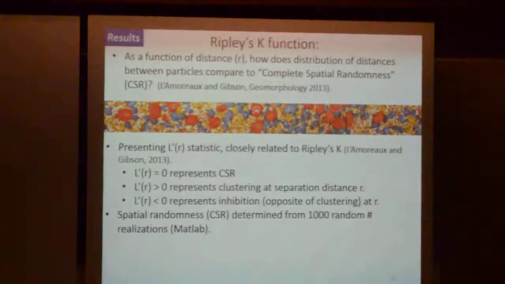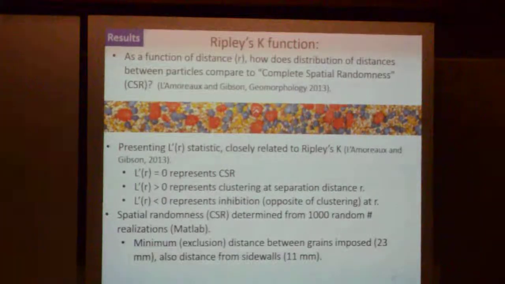Now, there are different ways to determine what you'd expect for complete spatial randomness. Given the long, narrow flume bed, I'm doing 1,000 different realizations, using a random number generator in MATLAB to get a random distribution of particles on the bed. Because the particles have a finite size, I do impose a minimum distance that the particles can be together. Another important thing is that I get a confidence interval on the complete spatial randomness.